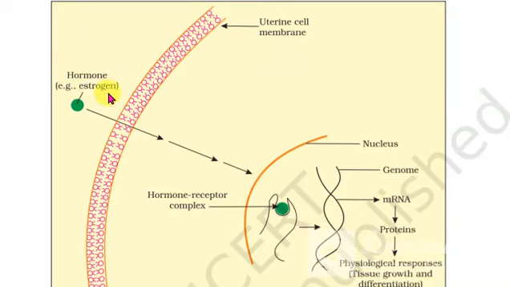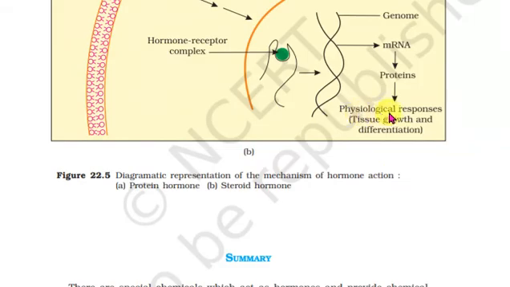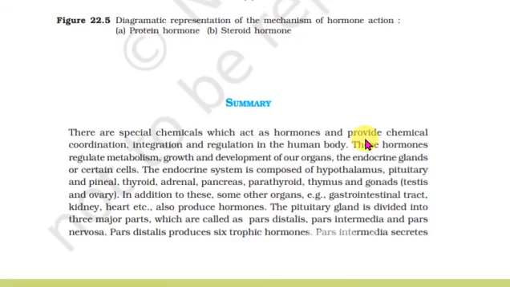Hormone, estrogen. This is the uterine cell membrane, and this is the hormone-receptor complex, this one, and this one is the nucleus, this is the genome, messenger RNA, proteins, then physiological responses, tissue growth and differentiation.